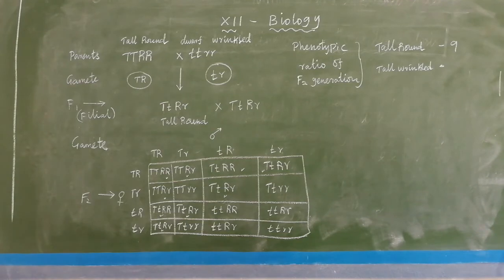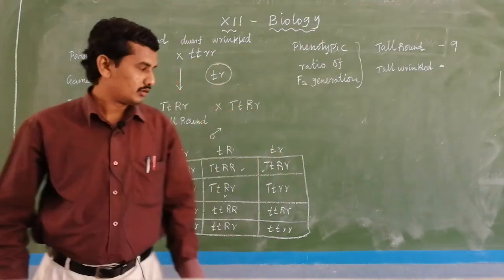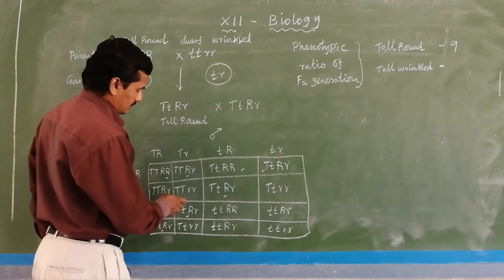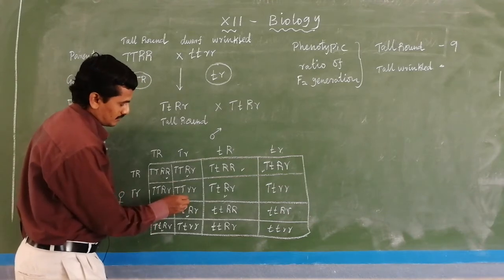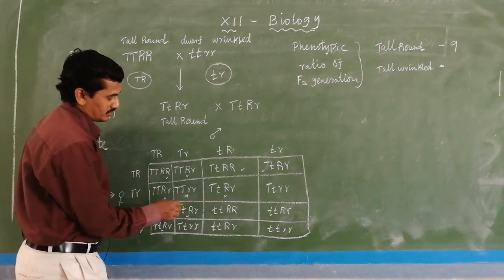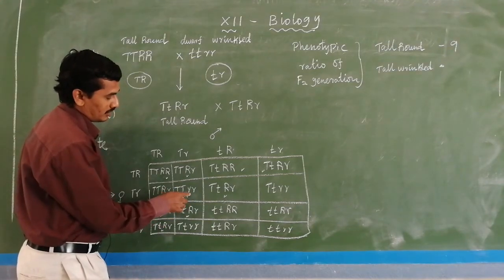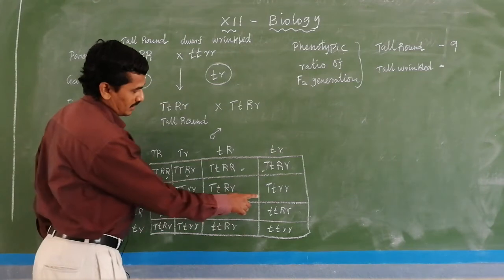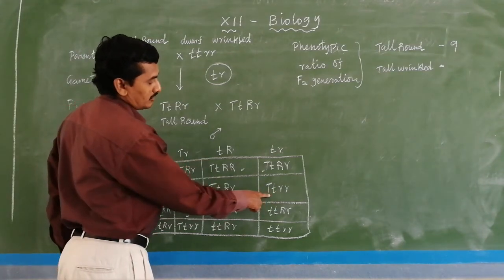Tall plant with wrinkled seeds. Listen. So, tall plant with wrinkled seeds, how many? One. We put another type of symbol for easy identification. Tall plant with wrinkled seeds, here already mentioned. Here, tall plant with wrinkled, because one is dominant.